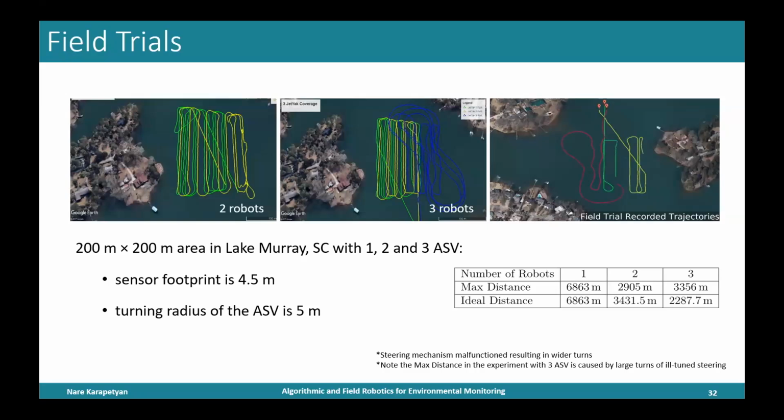In the experiments, we used a sensor footprint of 4.5 meters, and the turning radius was set to 5 meters. Each of the experiments took about 1 to 3 hours, and covered about a 200 by 200 area on Lake Nare.